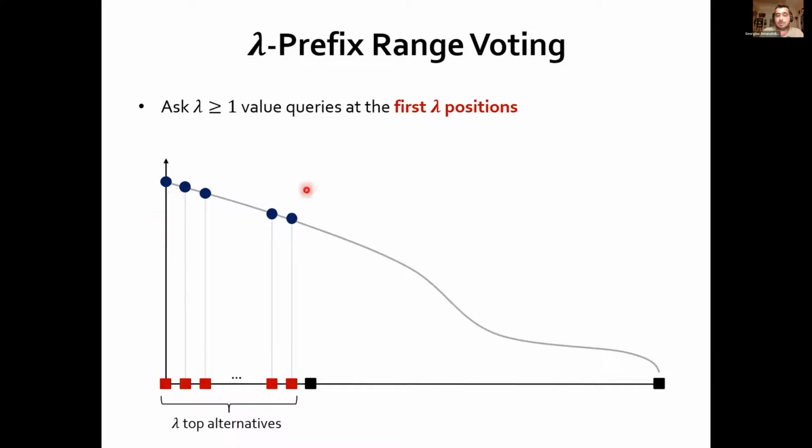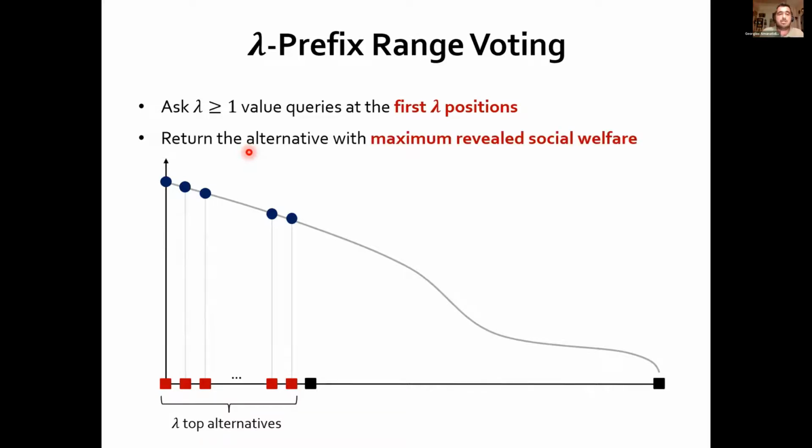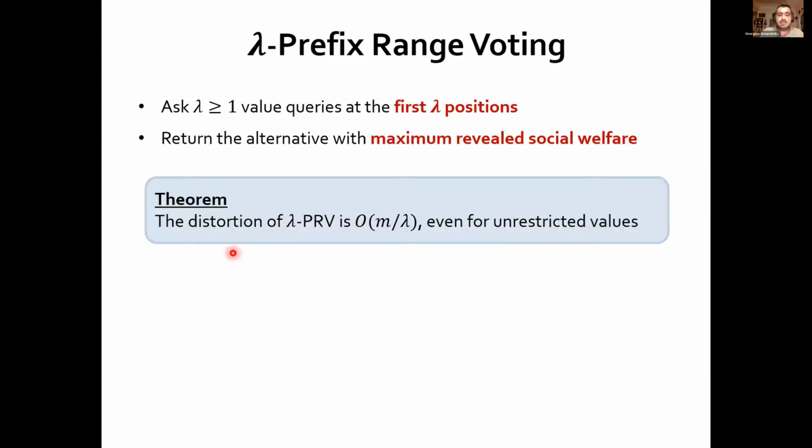So for the first lambda positions, I have access to the full cardinal values. And this already reveals some of the hidden welfare, right? So let's decide just on that. We maximize this revealed social welfare and pretend that everything that we didn't ask has value 0. So we pick the alternative that maximizes this revealed social welfare. And well, naive as it is, this already gives us some improvement.